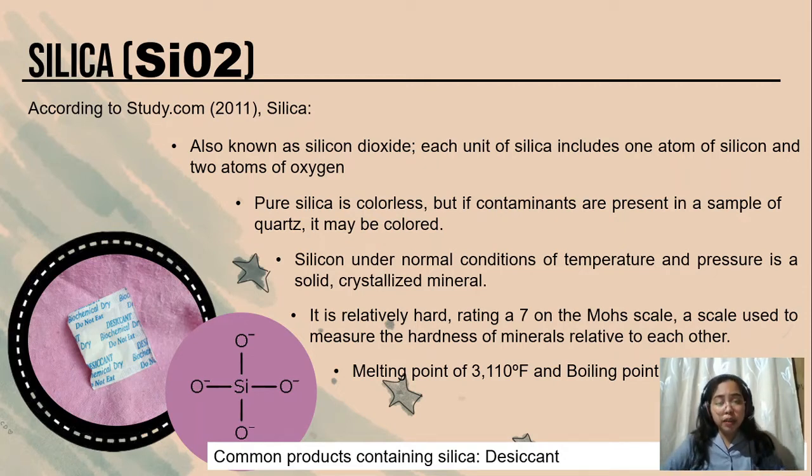Silica under normal conditions of temperature and pressure is a solid, crystallized mineral. It has a hardness rating of 7 on the Mohs scale, which is a scale used to measure the hardness of minerals relative to each other. It has a melting point of 3,110 degrees Fahrenheit and a boiling point of 4,064 degrees Fahrenheit.